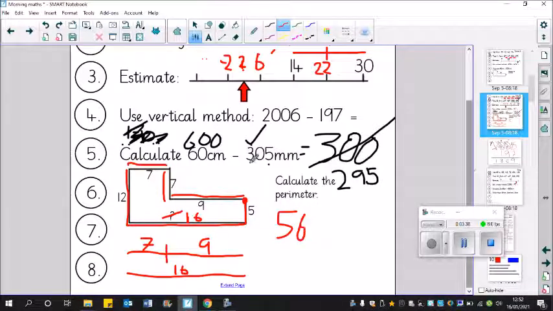But then what I'm going to do, I'm going to swap pens, get a blue pen, and this time I'm going to start somewhere completely different and add the numbers up. So 12 add 7 is 19, and 7 more is 26. 26 add 9 is 35. 35 add 5 is 40, and 40 add 16 is 56. There we go. Easy peasy lemon squeezy.